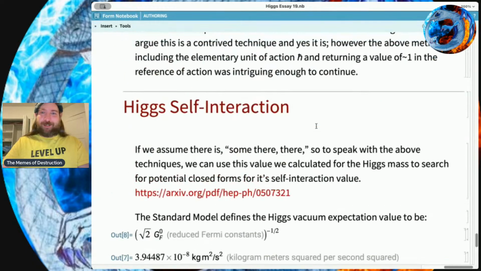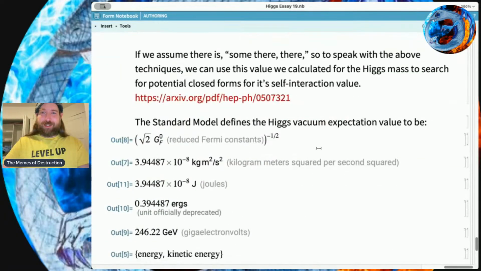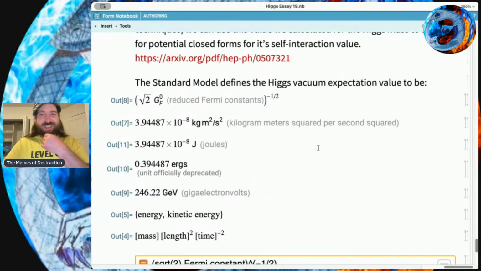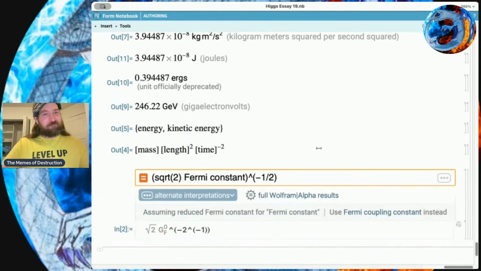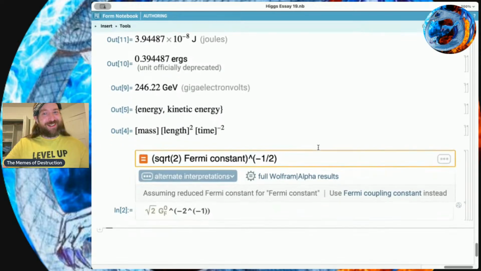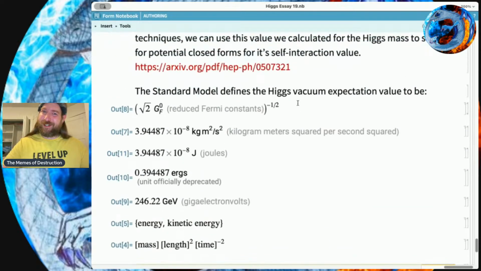All right. So Higgs self interaction. Blah blah blah. It's okay. Again, this might just be a whole bunch of bull, but if there's something there, it could explain a lot, and it's at least worth exploring. Okay, so we've got that. So hold on.